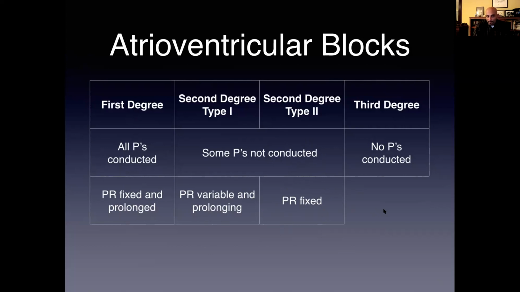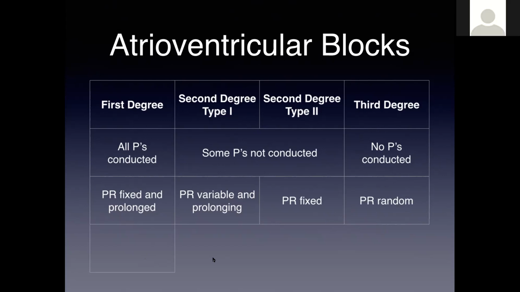And with 3rd degree block, the PR is random. Some are long, some are short. There's no rhyme or reason. It's not getting longer and longer. It's just the PR intervals are random. So that's the relationship of the PRs and the three kinds of block. First degree doesn't really have any other names to it. We just call it first degree block. What are the other names for second degree block type 1?